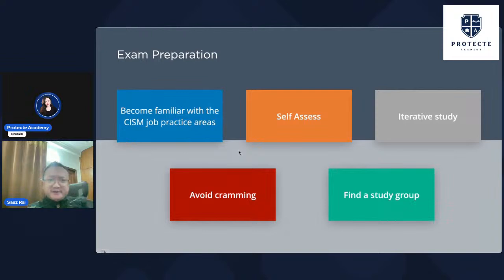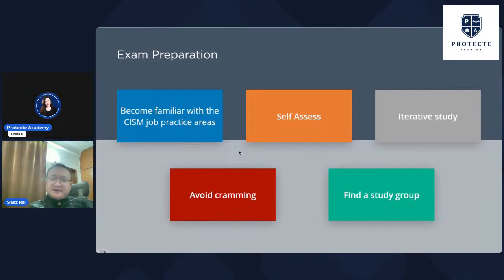You'll study domain one, go up to domain four. You probably will have forgotten domain one, so you come back and study again. So maybe multiple times, a few more times, then you probably would have it in your long-term memory. So plan it that way, that you're studying iteratively.